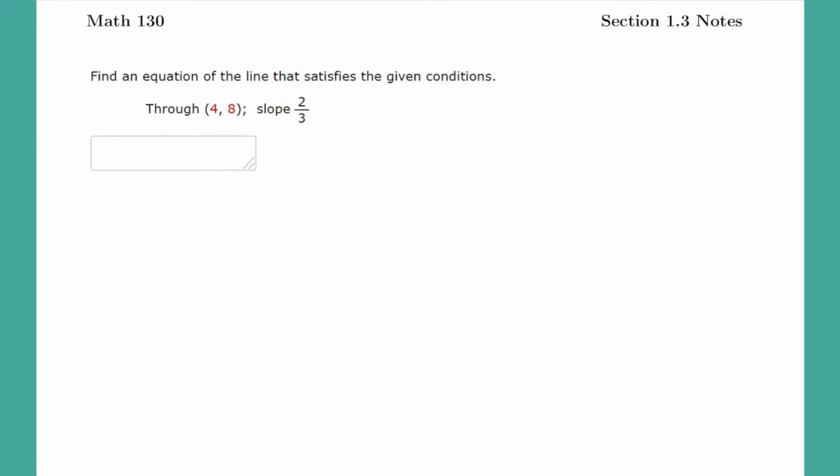So for the first one, we need to find an equation of the line that satisfies the given conditions. They give us a slope and a point through which the line goes. So we're going to use y equals mx plus b. First thing we need to know is the slope, which is already given to us, so we can plug that in. y equals 2/3 x plus b.